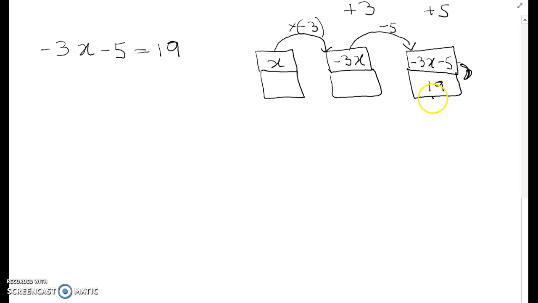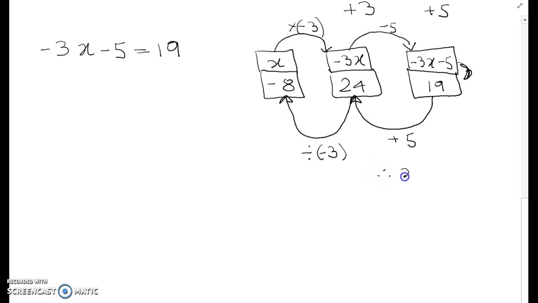How to solve it? We're just going to go backwards and apply inverse operation. What is the inverse of negative 5? It is positive 5. That's correct. 19 plus 5 is 24. What's the next step? So we're going this way, backwards. What is the inverse of times by negative 3? Divide by negative 3. 24 divided by negative 3 is negative 8. So therefore, x is equal to negative 8.